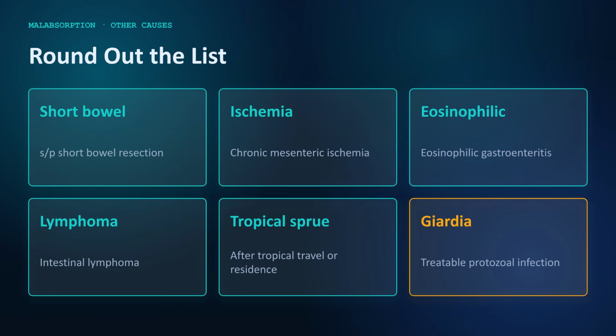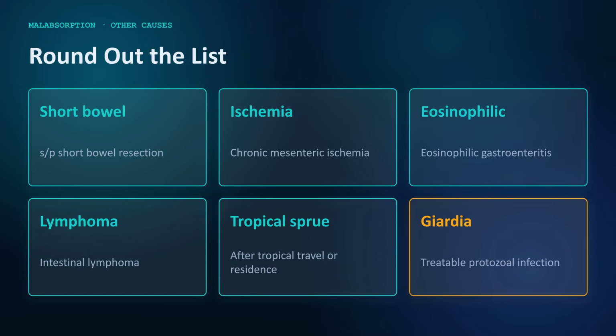First, short bowel syndrome after an extensive bowel resection. You simply do not have enough absorptive surface left. Second, chronic mesenteric ischemia, classically food fear and weight loss in a patient with vascular disease. Third, eosinophilic gastroenteritis. Fourth, intestinal lymphoma.